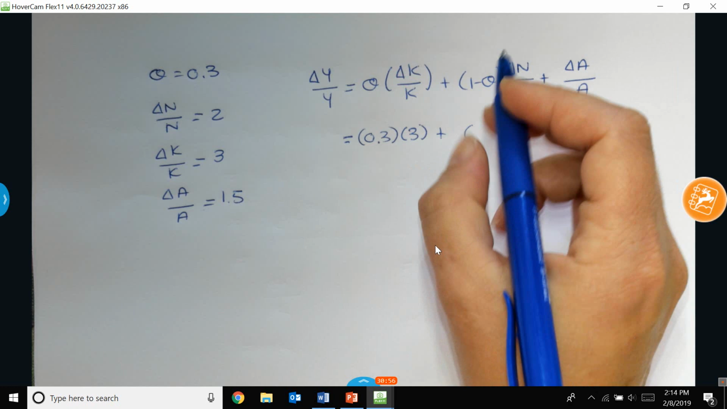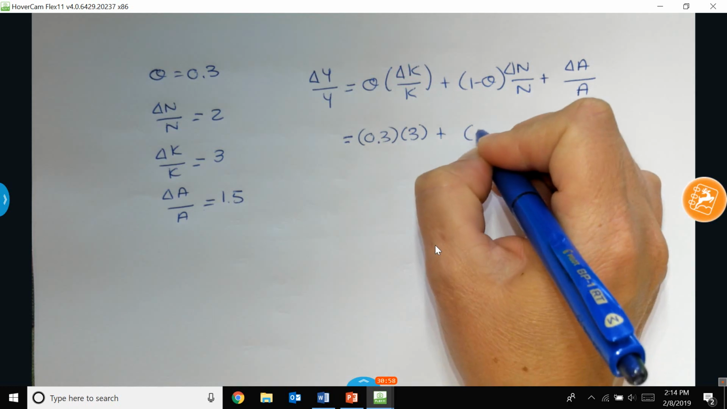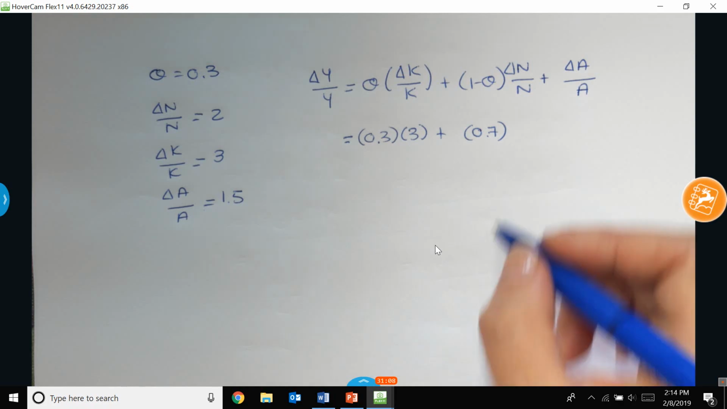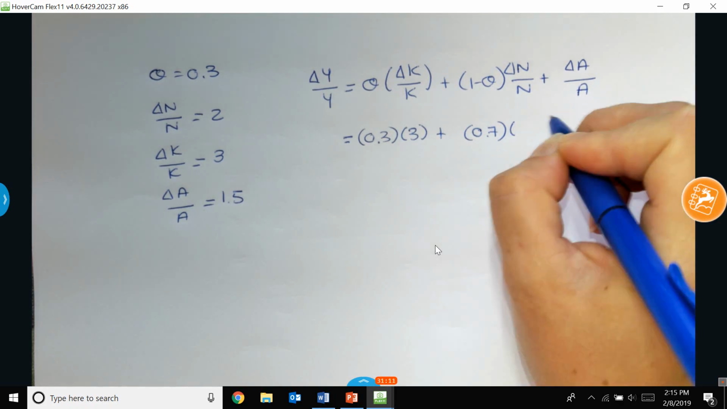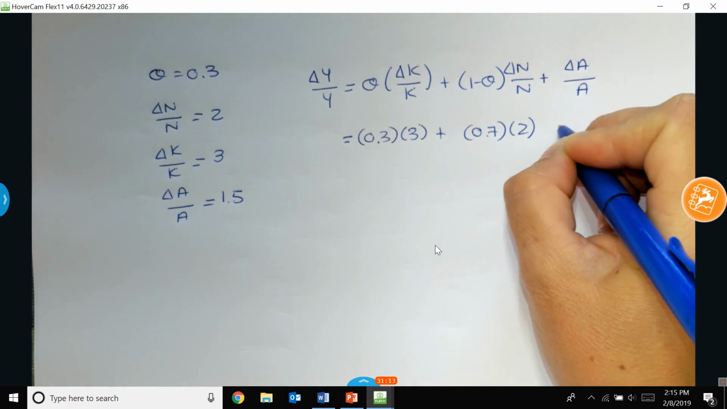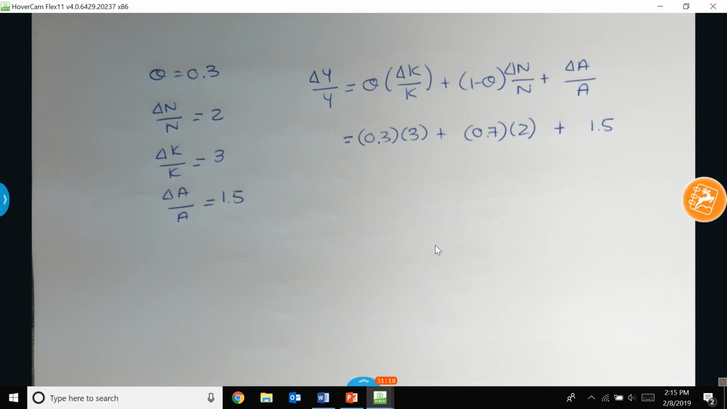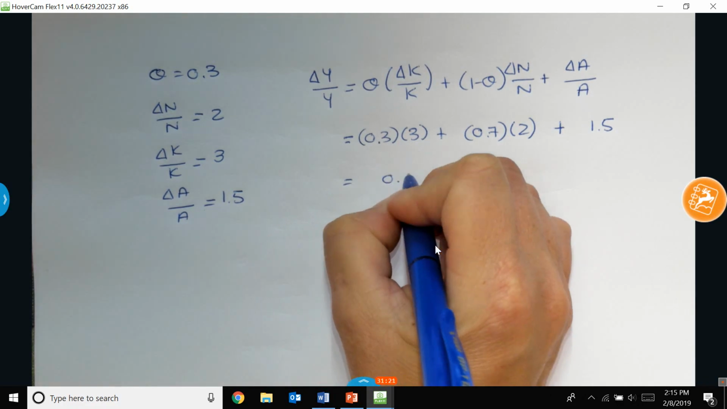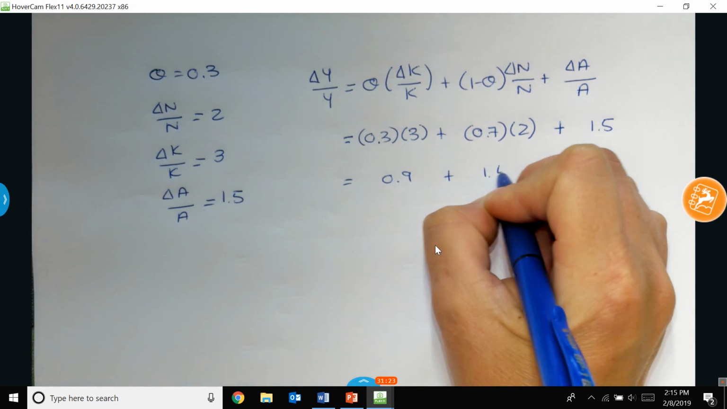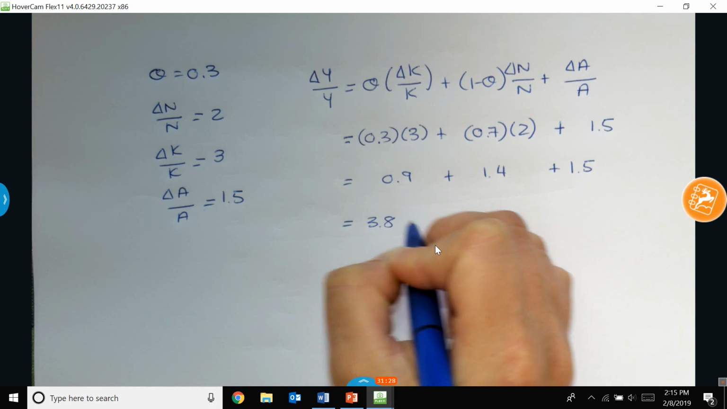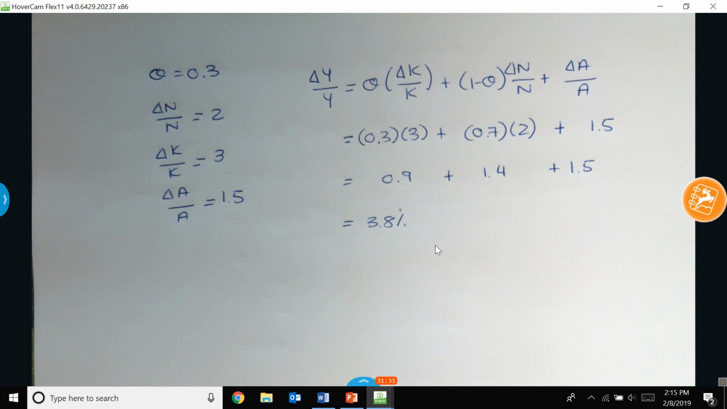Okay. 1 minus theta would be 0.7. So that's suggesting that the population size's contribution to total output growth is 70%. The growth rate in the population was 2%, so we can put 2 in there. And technological change was 1.5. Okay. And we're going to keep these separate, 0.9 plus 1.4 plus 1.5. And when we add those up, it's equal to 3.8%.